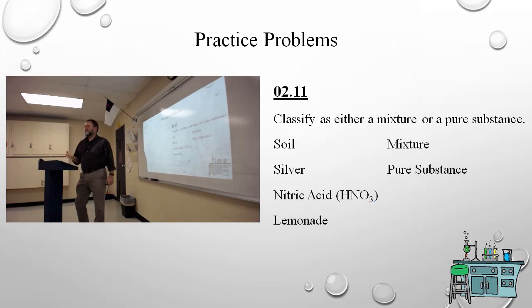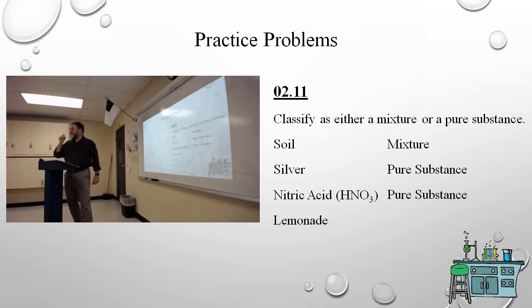Nitric acid, HNO3. Is it a pure substance or a mixture? Survey says it's a pure substance. If I have a sample in my hand that has hydrogen, nitrogen, and oxygen in it, and they're individual atoms, I have a mixture. But if the hydrogen, nitrogen, and oxygen have come together to form molecules of the compound nitric acid, and they're all exactly the same, then I have a pure substance. The pure substance is the molecule HNO3, or the compound HNO3.